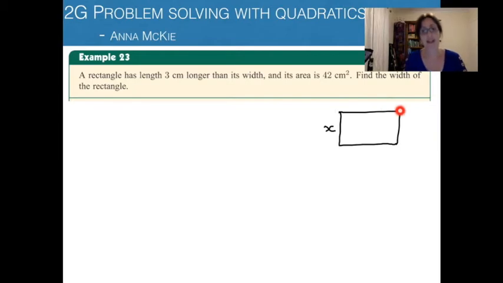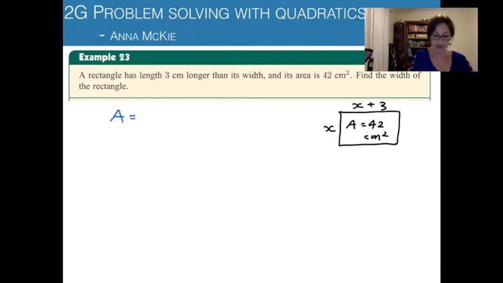We need to create an expression for the length. And here it told us that the length is 3 centimetres longer. So 3 more than x makes it x plus 3. And its area is 42 centimetres squared. So we can create an area expression now.